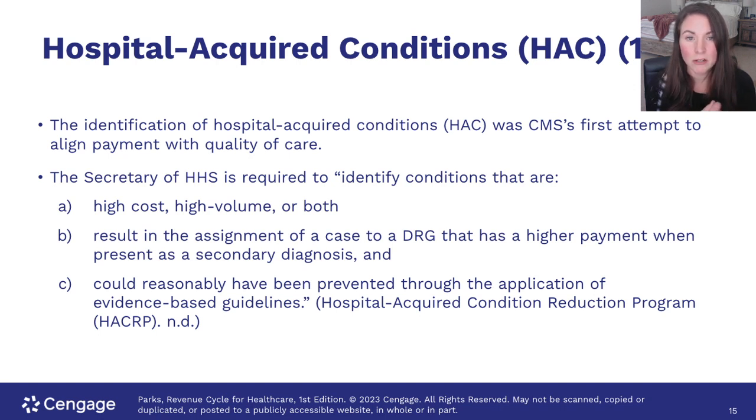This was also part of the Deficit Reduction Act of 2005, which said that the Secretary of Health and Human Services had to identify which conditions are high cost, high volume, or both, which would result in a higher DRG group because of this condition being a secondary diagnosis, and which conditions could reasonably be prevented, okay?